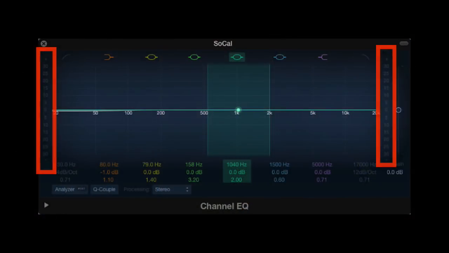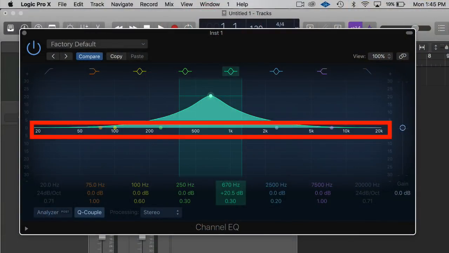What do these numbers right here represent? What do these numbers right here represent? In terms of amplitude, now be very careful. Look at the graph and tell me, in terms of amplitude, which frequency is the lowest?